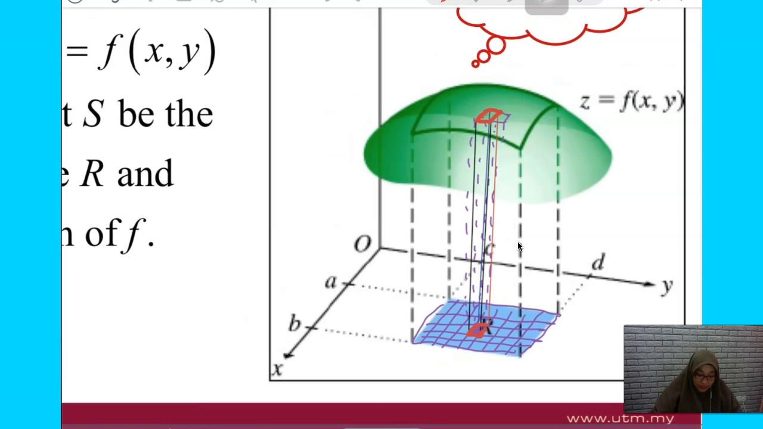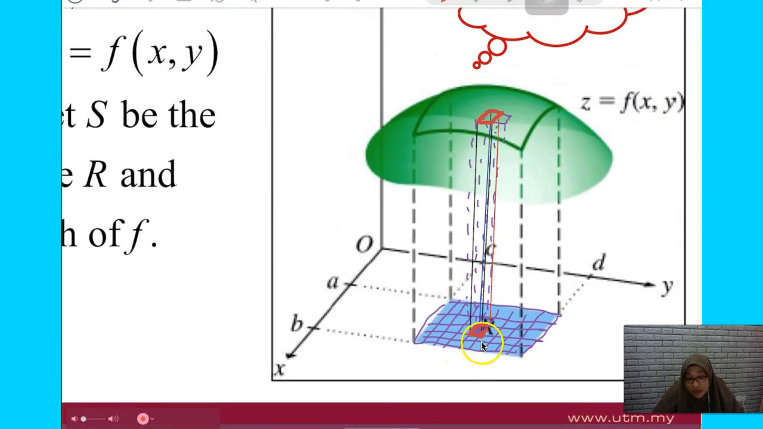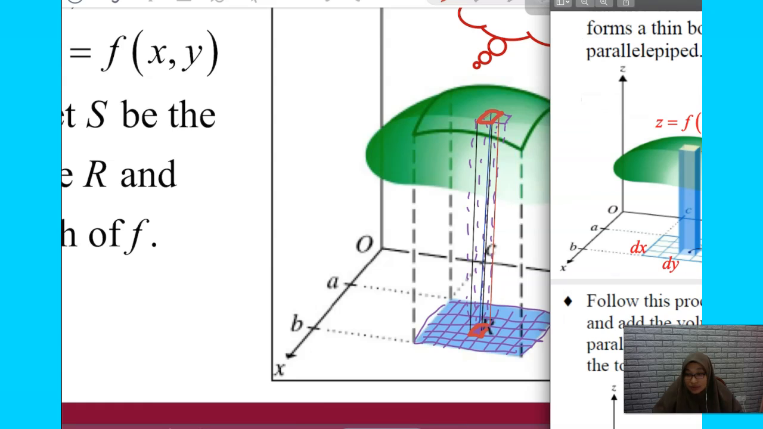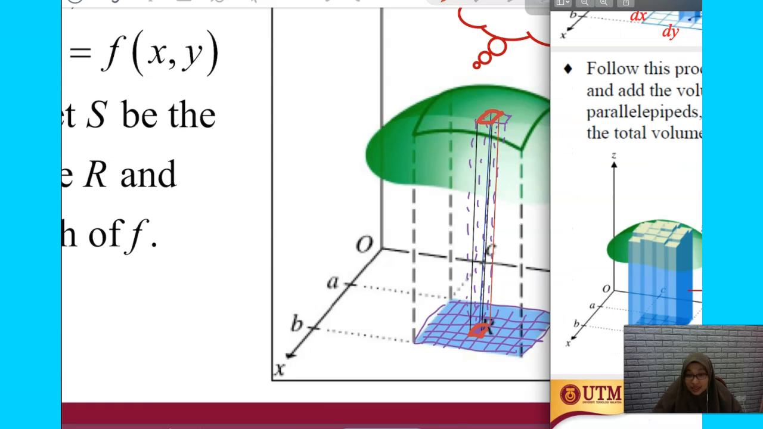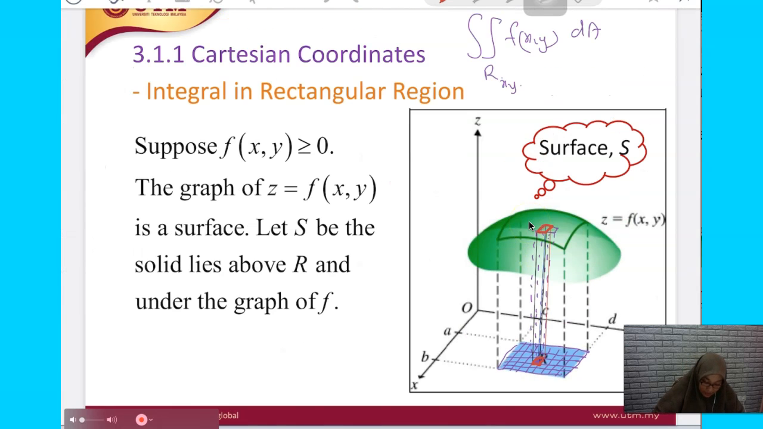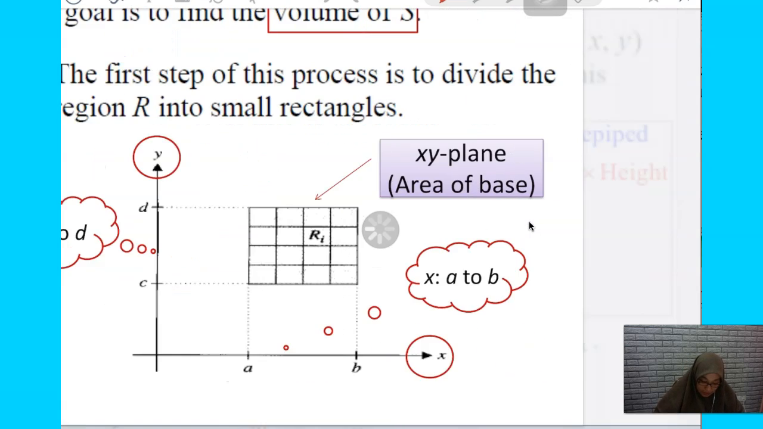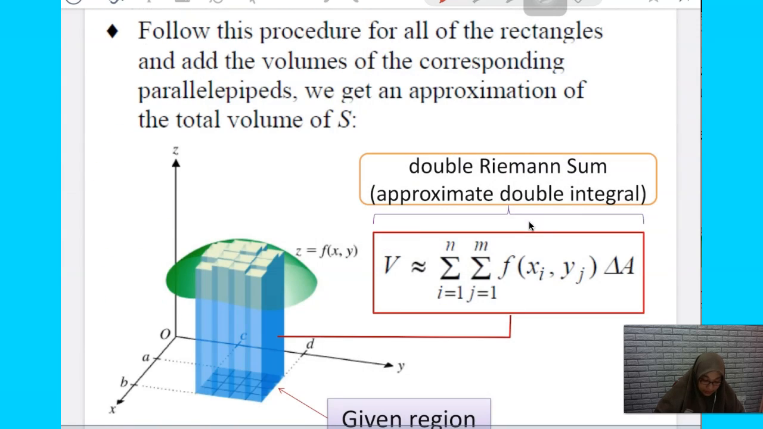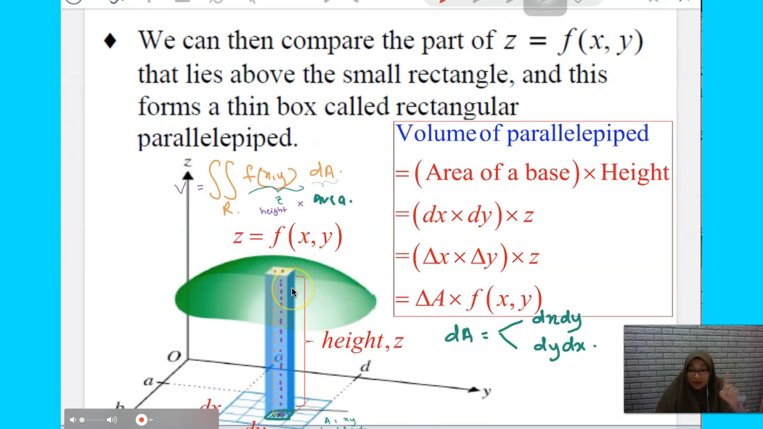Okay, imagine you have a very small rectangle for dx and dy, and actually you have very many of this kind of solid. We call this a parallelepiped. You can see that on the next slide. So this one is just one parallelepiped.